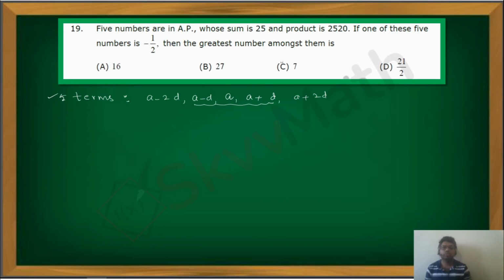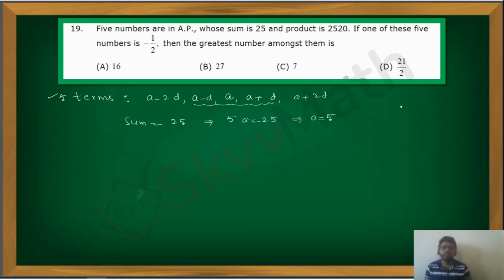So here, whose sum is 25? If you add all of these, you must get 25. Now, if you add all of this, plus D, minus D, minus 2D, plus 2D will be cancelled. So if you add the 5 terms, you actually get A plus A plus A plus A plus A, which is 5A. So 5A is equal to 25, from which you get A equals 5.